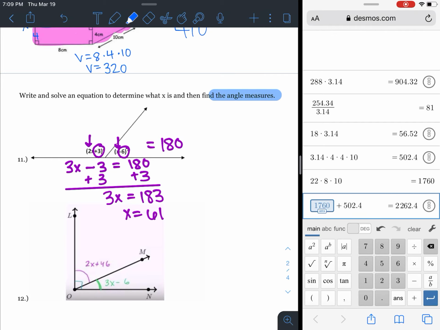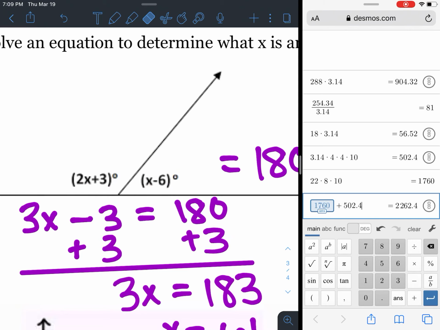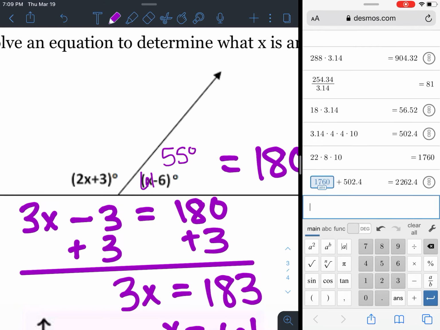It did say to find the angle measures then too. So you're plugging 61 back in. If you want, you can do 61 minus 6 over here, so this one's 55. So then the other one has to be 180 minus 55. So 125.